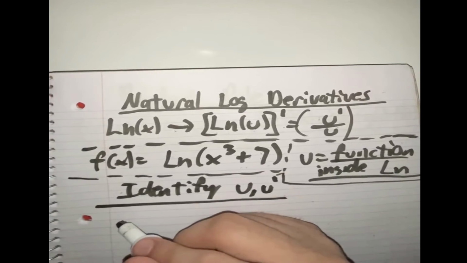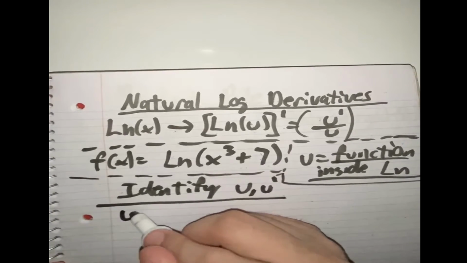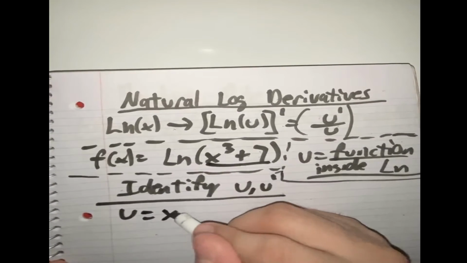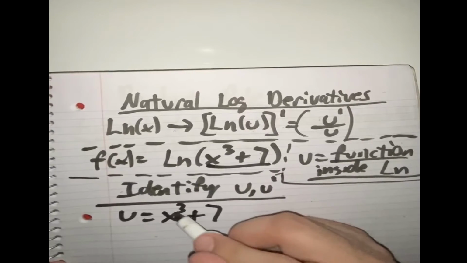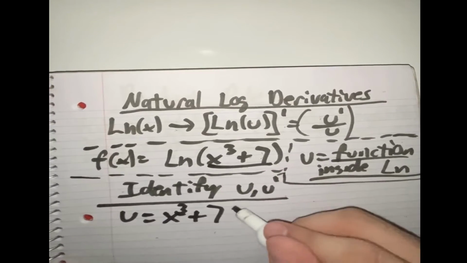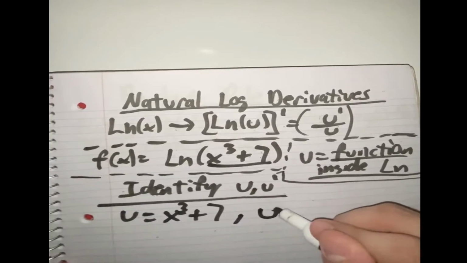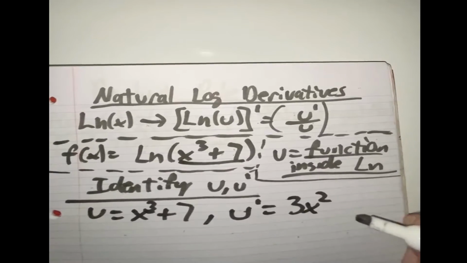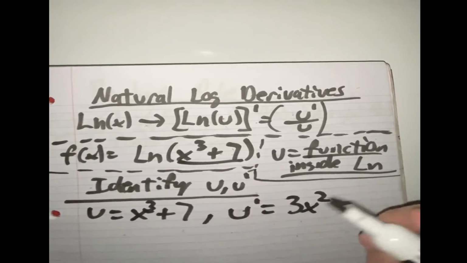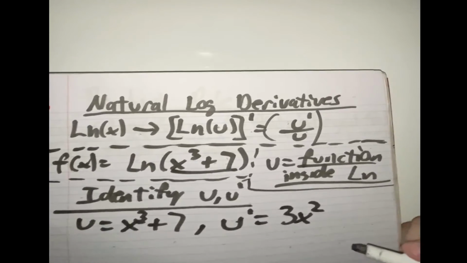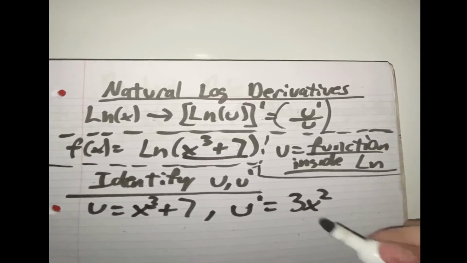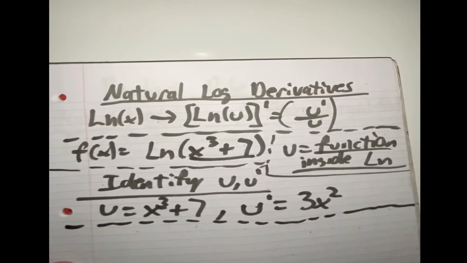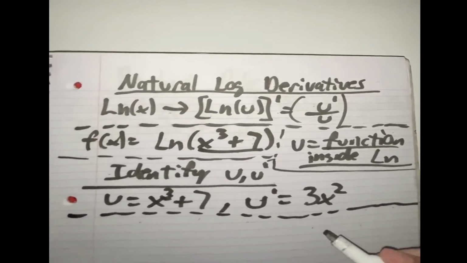So u is the function inside the logarithm. So the function inside the logarithm is x cubed plus 7. And then the derivative of this function, u prime, is simply equal to 3x squared plus the derivative of 7, which is just 0. So the derivative of u is simply 3x squared. So now we have our u and our u prime.